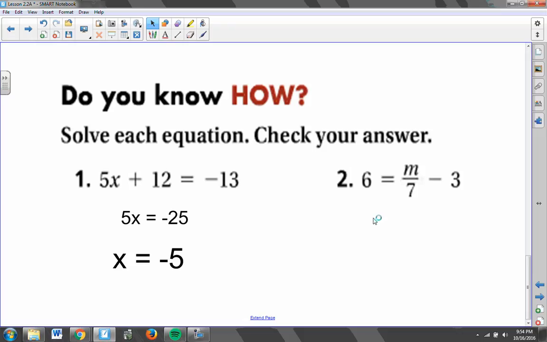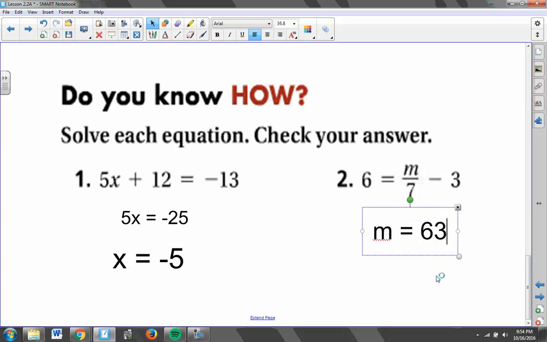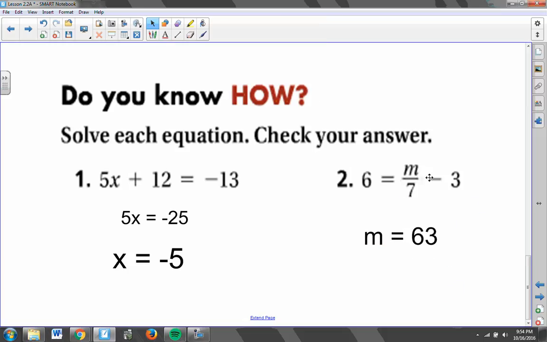And then over here, number 2, we should end up with m equals 63. Because we add 3 to both sides, and get that m divided by 7 is 9. And then we undo the division by multiplying by 7, and 9 times 7 gives us 63.